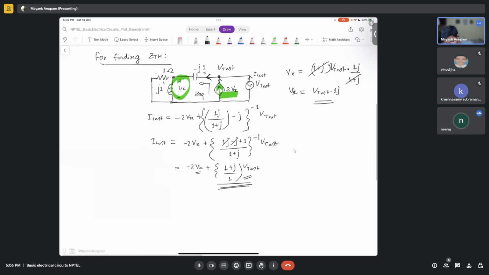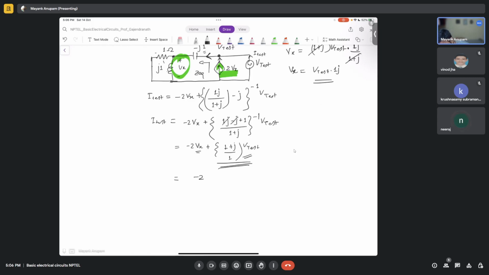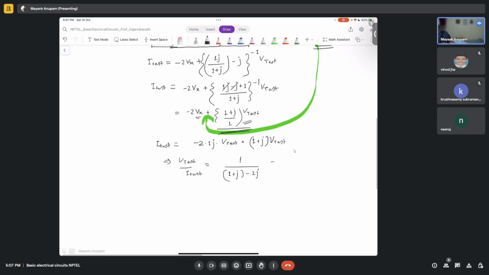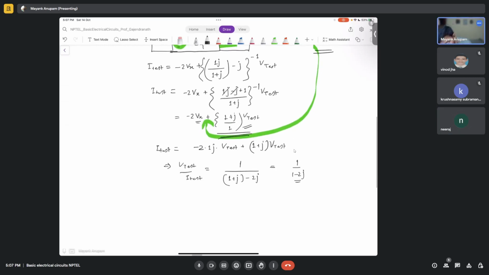So if you replace that here, it will become minus 2 times 1J times V test here plus 1 plus J times another V test here, and that is I test. Correct. So tell me what is V test upon I test now? 1 over 1 plus J minus 2J, which is 1 over 1 minus 2J. Okay, sir. So this is our ZTH, isn't it? Yes.